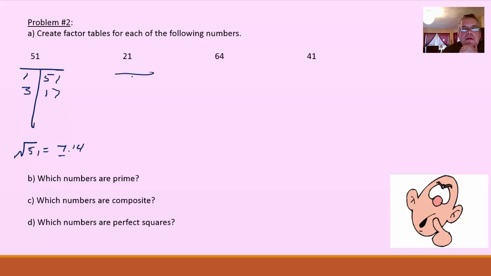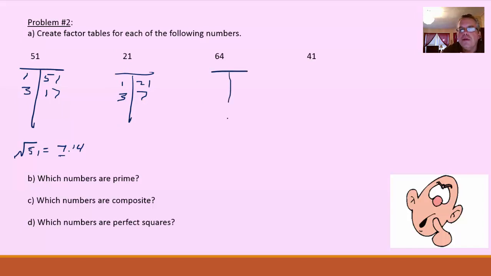All right, 21, that's a pretty familiar number. 1 and 21, 2 doesn't go into it, 3 does. 3 times 7. 4 doesn't go into it, 5 doesn't, 6 doesn't, 7 doesn't go into it. We're done. It has 4 factors also.